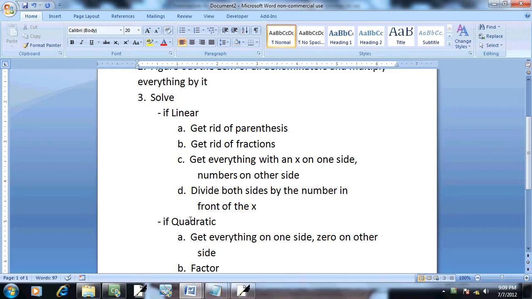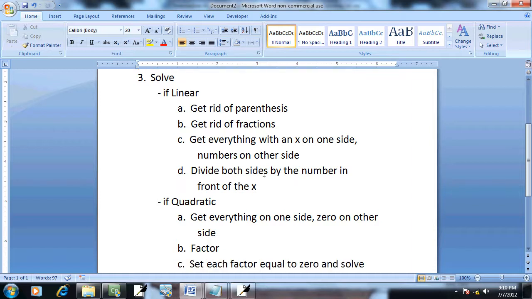You probably won't have an x to the third. That'd become a really difficult problem. If it's linear, then you first get rid of parentheses, and that's via the distributive property. Then you get rid of fractions, and you do that by multiplying everything by the LCM of all your denominators. And then you get everything with x on one side, numbers on the other side. I'm writing this in terms of x's, but you can have any variable. And then you divide both sides by the number in front of the x.